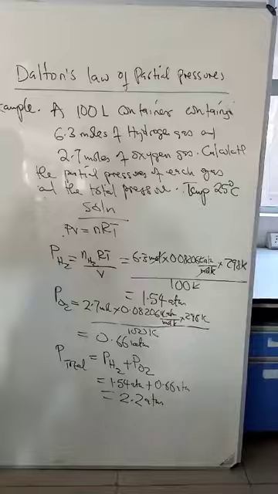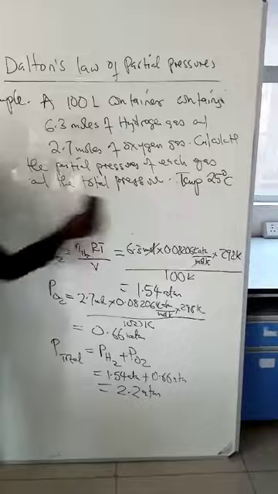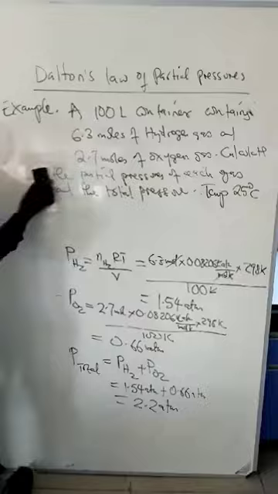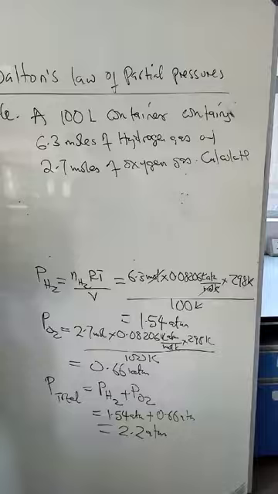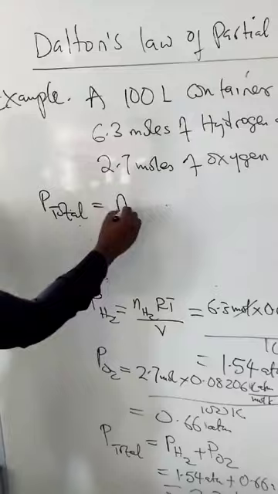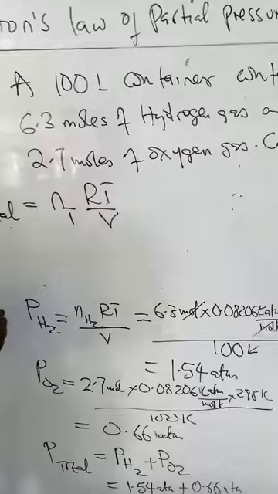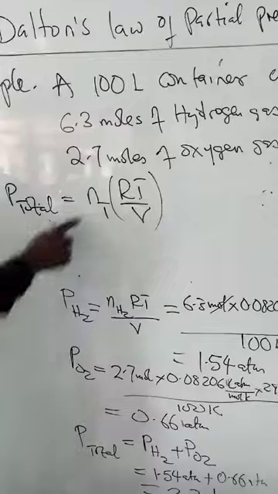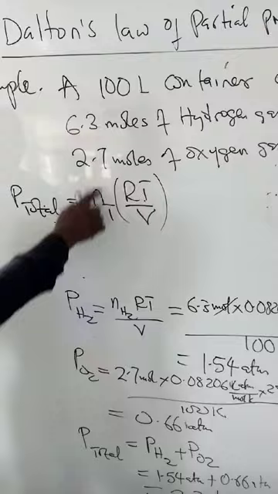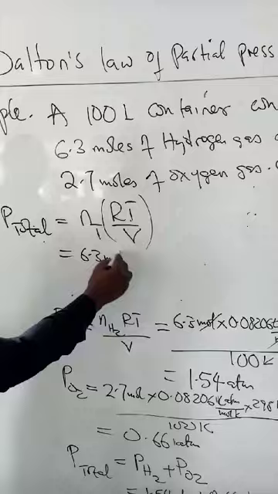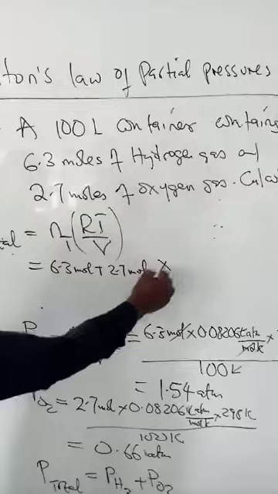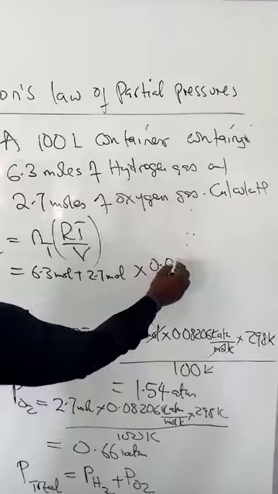Okay, so now there's also that method we derived. Let's now compare. We calculate it in this way. Since we derived this one, we said total pressure is equal to total number of moles, then RT over V. So this is the equation that was derived. So in this case, we shall simply add the number of moles of the individual gases. So we shall have 3.3 moles plus 2.7 moles. Then we multiply it with R, 0.08206 liter atmospheres per Kelvin mole.